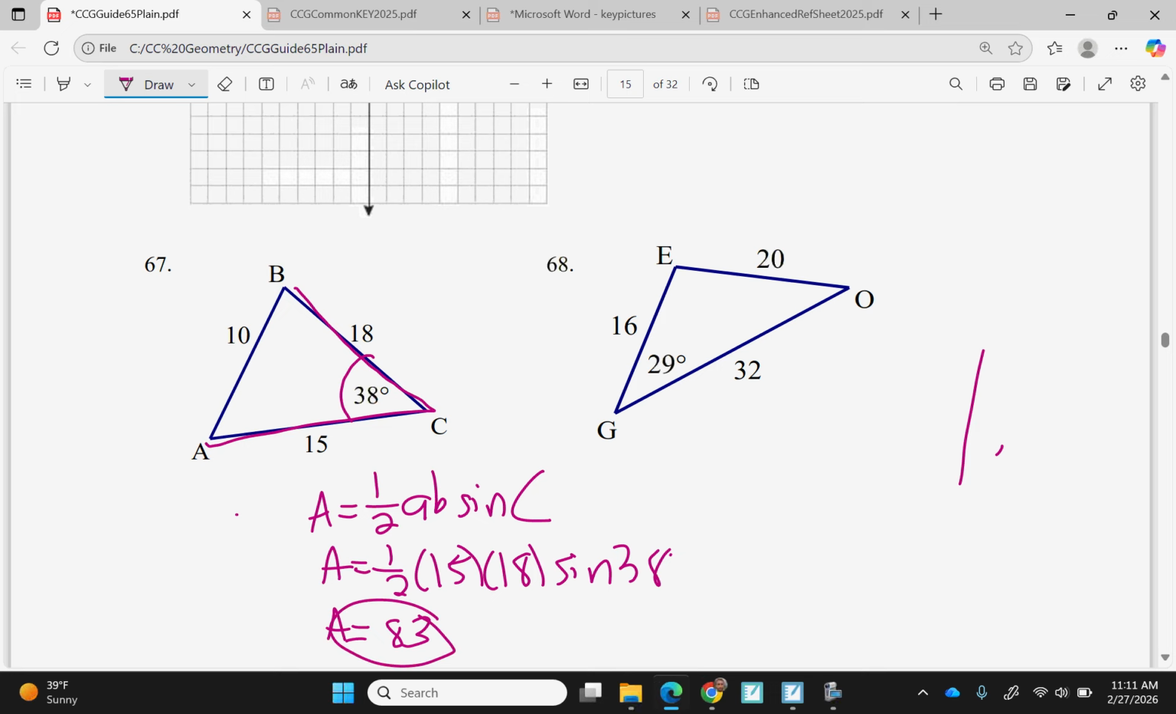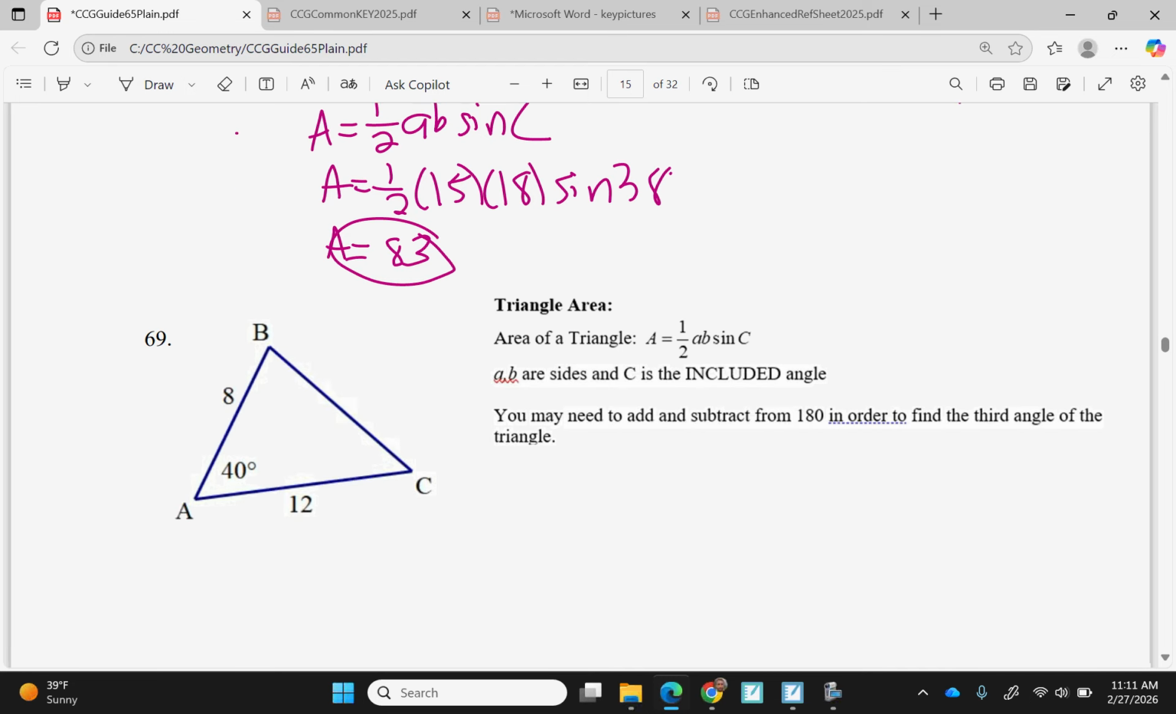You need two sides and the included angle. Triangle area, half AB sine C.